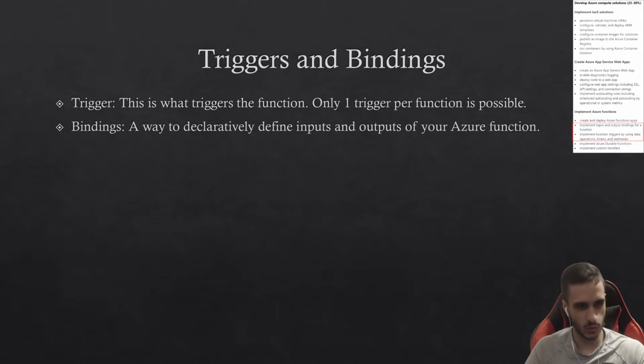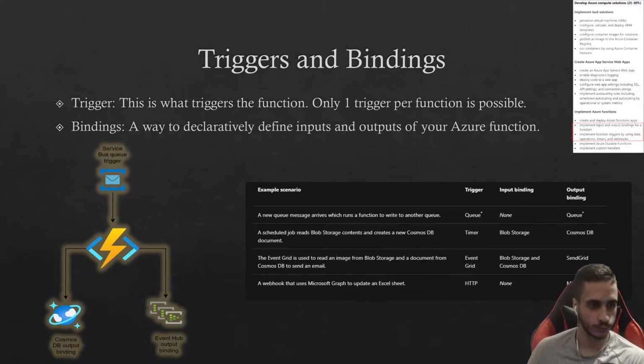Okay, so this will make more sense in this diagram here. A simple example is having a service bus queue trigger. In this case, anytime a message is written to this service bus queue, the Azure function will be triggered. So this is an example of a trigger. Now here we have a couple of output bindings for this Azure function. In this case, it's a Cosmos DB output binding and an Event Hub output binding.